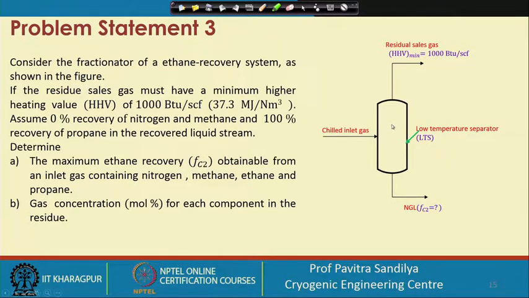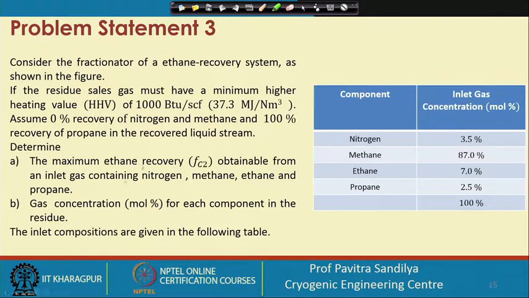Except ethane, all the gases are either remaining in the liquid phase or in the vapor phase. Only ethane is going with both the vapor phase and the liquid phase. So, we have to determine the maximum ethane recovery obtainable from the inlet gas comprising nitrogen, methane, ethane and propane, and the gas concentration mole percent for each component in the residue.